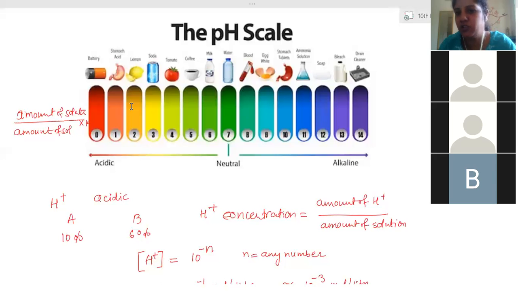Then ammonia solutions, all the ammoniacal solutions have pH value 11. Those are basic in nature. Soap has a pH value 12. So it is also a mild base. Bleach, stronger base, somewhat strong base. And then drain cleaner. The drain cleaners we are using, those are strong bases. The drain cleaner consists of some amount of sodium hydroxide. And that value is 14, which is the maximum one.